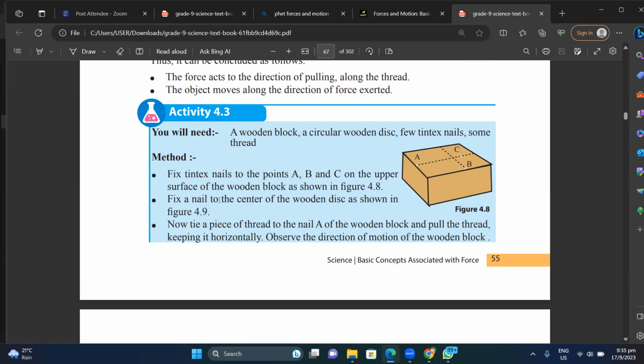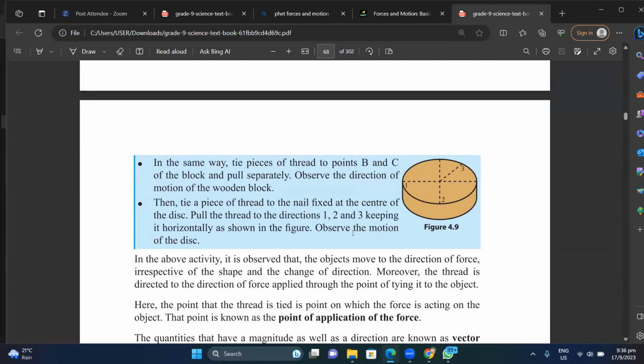Okay, here you can see fix the nails at points A, B, C. Fix the nail to the center of the wooden disc as shown below. Now tie a piece of thread to nail A of the wooden block and pull the thread. Keep it horizontal. Observe the direction of motion of the wooden block. In the same way, tie the thread to points B and C and pull separately. Observe the direction of motion.